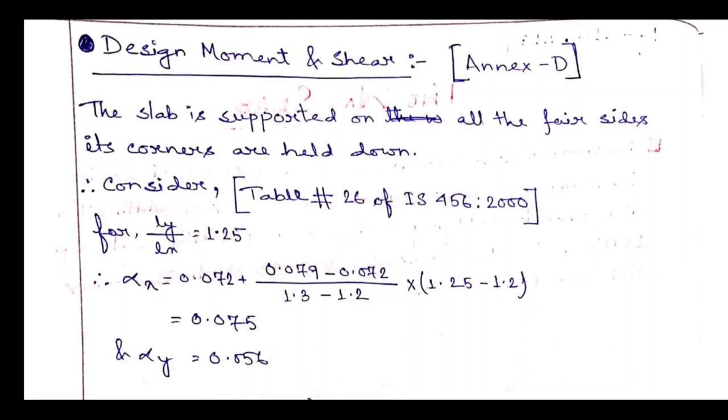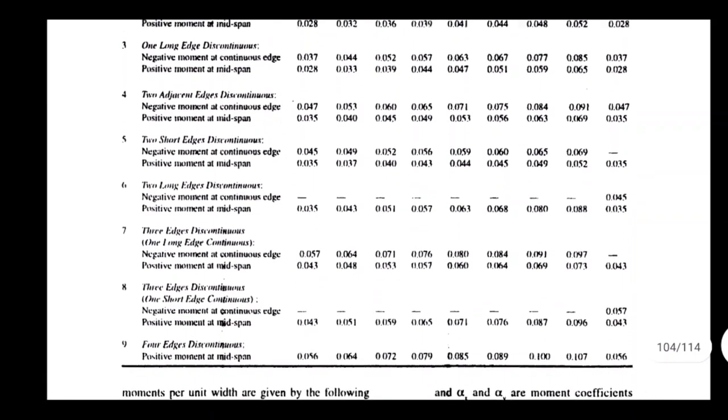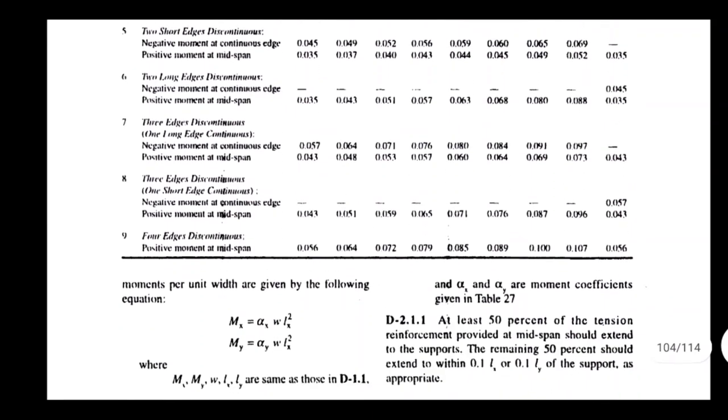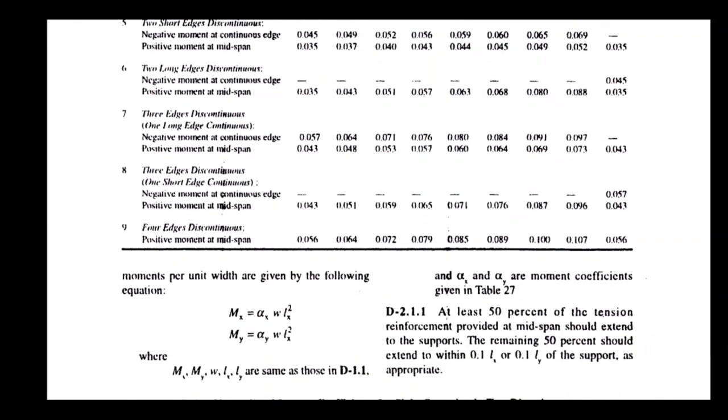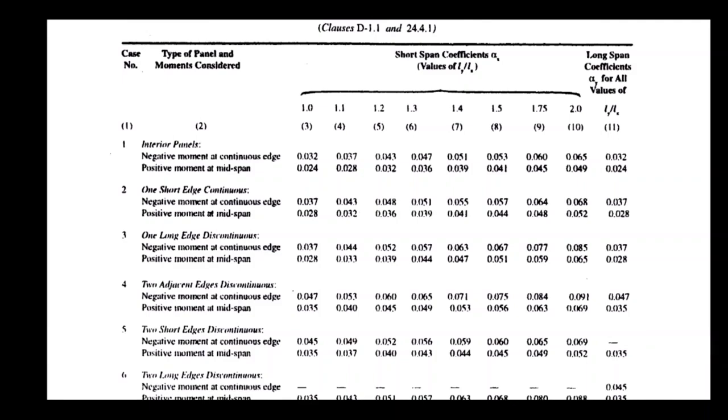Number 26. Now look at table number 26. The support condition is number 9, four edge discontinuous. So our value for Ly by Lx is 1.25. Now look, 1.25 is not given in this table, but 1, 1.1, 1.2, 1.3, 1.4 are given. So 1.25 lies between 1.2 and 1.3, that is column number 5 and 6.